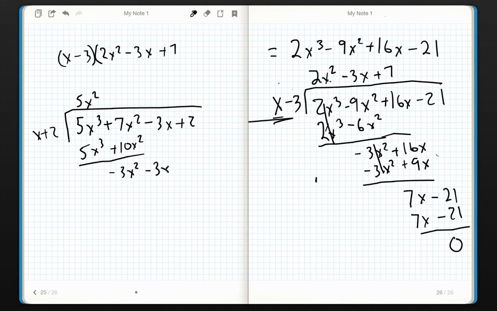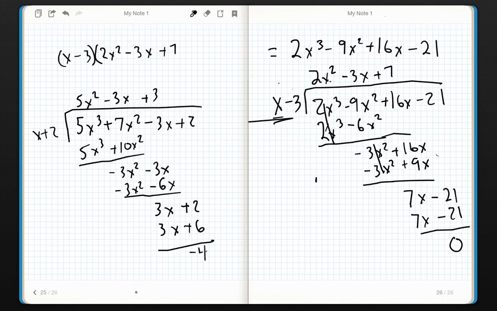Carry down the negative 3x. I've got a negative 3x, because negative 3x times x is negative 3x squared, so I get negative 3x squared minus 6x. Subtract one from another, and I end up with a positive 3x this time. Positive 3x plus 2. So then I have a positive 3, and I end up with 3x plus 6. Now, clearly we have a remainder.